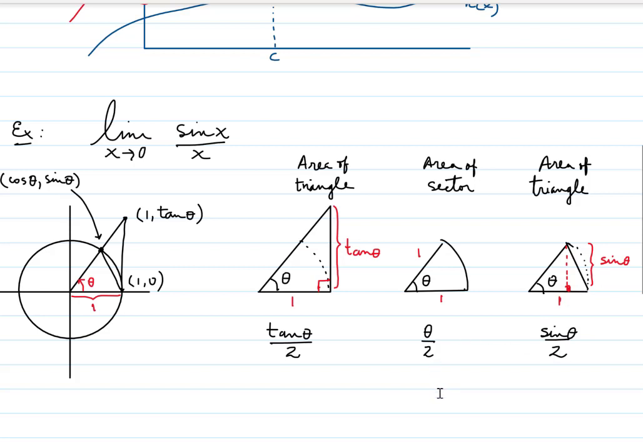Now, clearly you can see the area of this triangle is larger than the area of this sector, right? Because the sector is contained in this triangle. And then this sector is bigger than the area of this smaller triangle, as you see this triangle is contained inside the sector. So we can go ahead and say that these quantities compare in the following way. So we come up with this inequality.